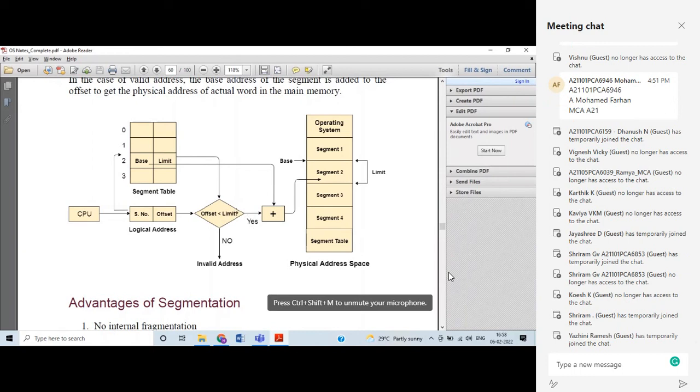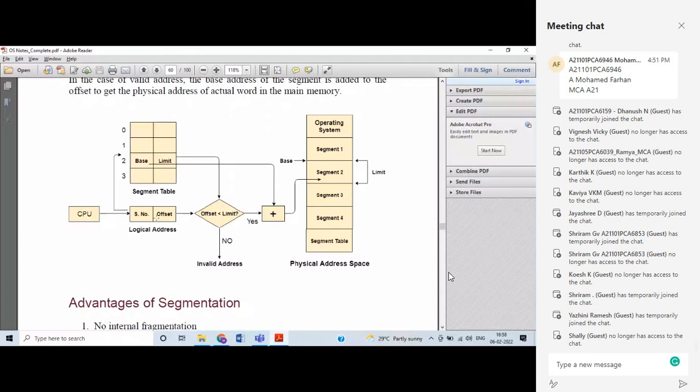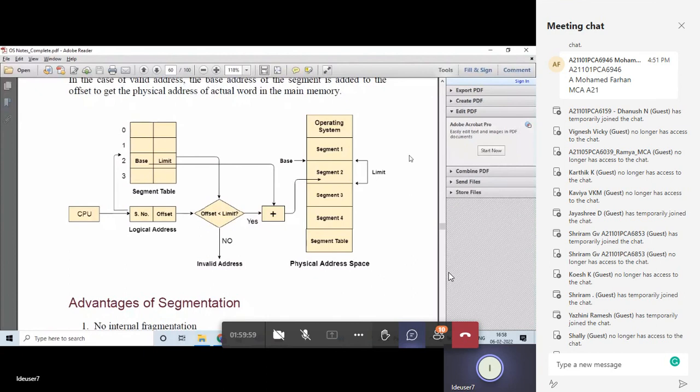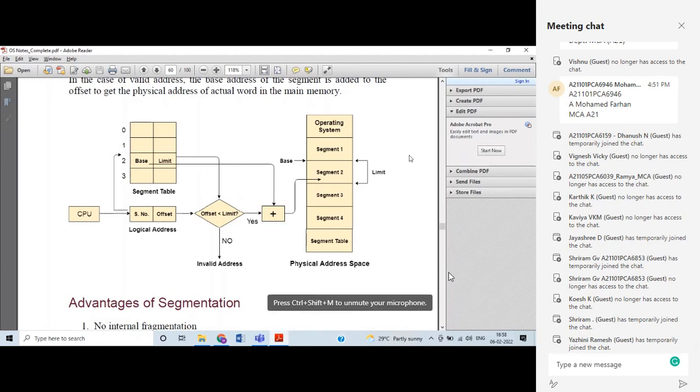So only if it is a valid address, how does it find the segment? The offset will be added with the base address, and it will give the segment, so that the particular segment will be mapped to segment 2 here. This is the base address, this is the limit, this is the base, and this is its size, the limit. This is how it gets mapped through the segment table into memory. Is this clear? The mapping of segmentation.